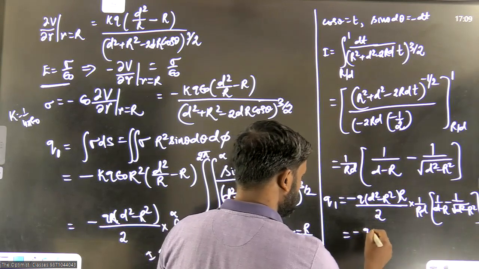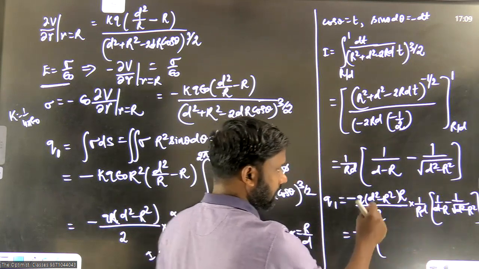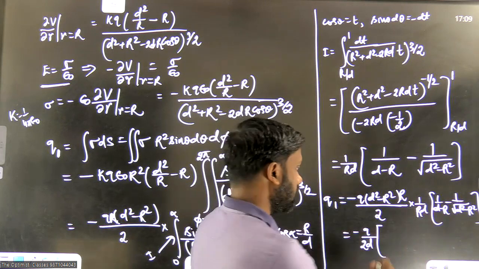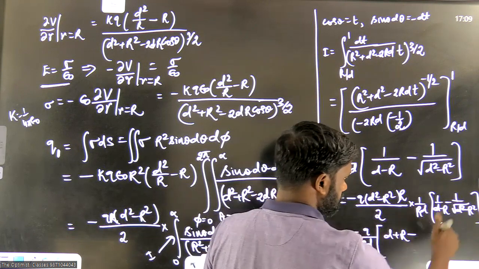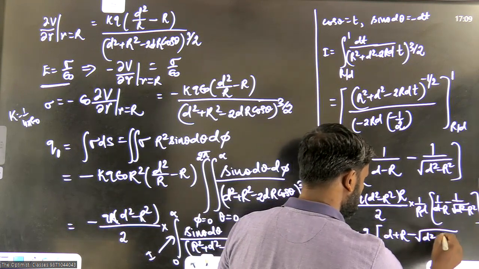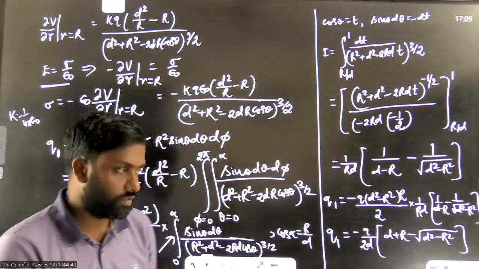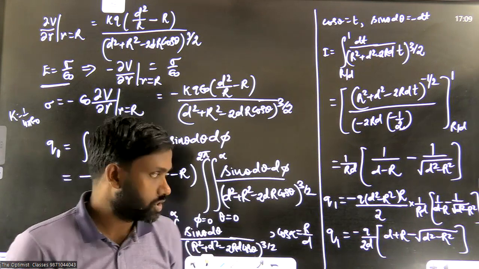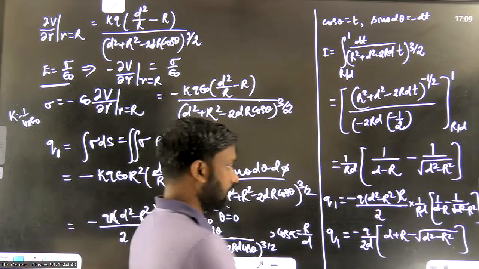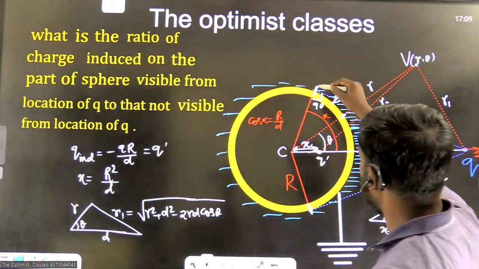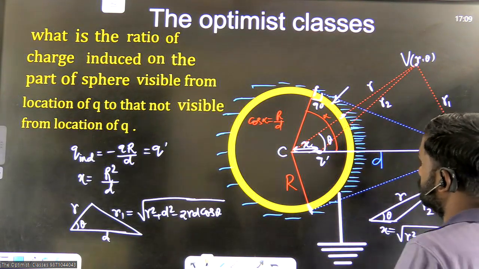So you will get here minus q upon 2d. And when you multiply by d square minus r square, we can write it as d minus r times d plus r, so d minus r will cancel out. You'll get here d plus r minus, and when you multiply d square minus r square with the root factor, you will get a root factor here, d square minus r square. So that is the charge induced on the part which is visible from the location of the given charge q. Okay. So this is the charge induced on the part of the sphere, which is basically on this part, as I mentioned earlier, from here to here, on this whole part. This is the charge induced.